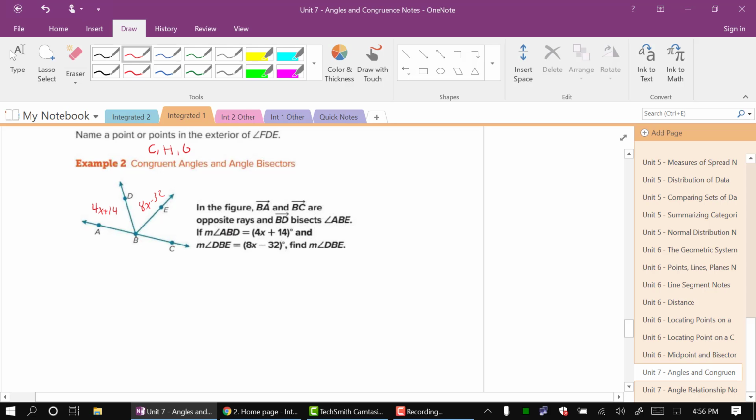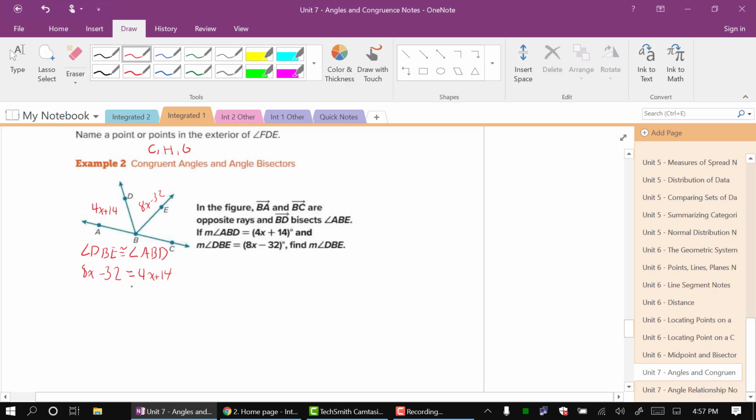We want to find DBE. Well, it doesn't matter which one we find because we know this bisects it. So since it bisects it, that means that 8x minus 32 equals 4x plus 14, because we know angle DBE is going to be congruent to angle ABD. And since they're congruent, they will be equal to each other, and then we can solve this.